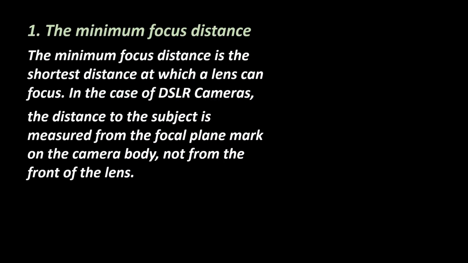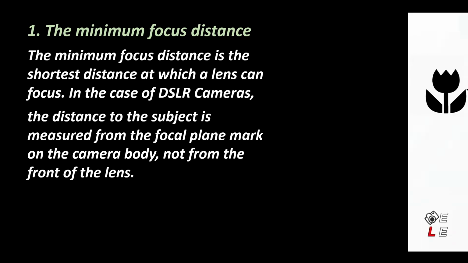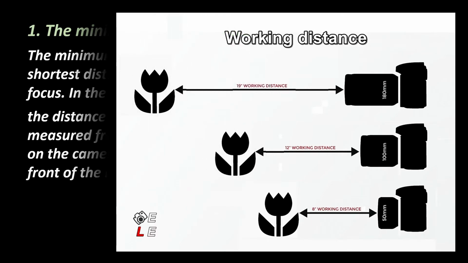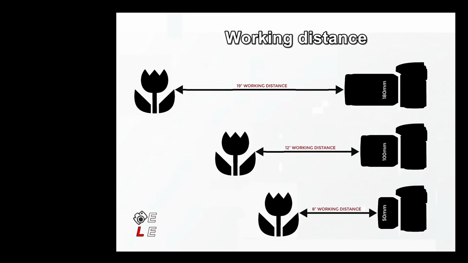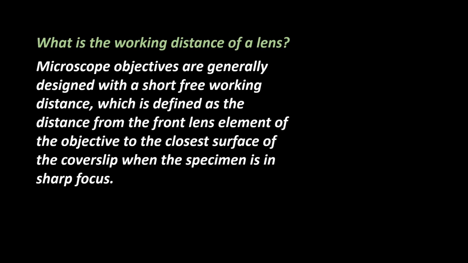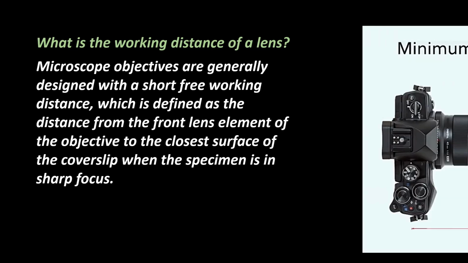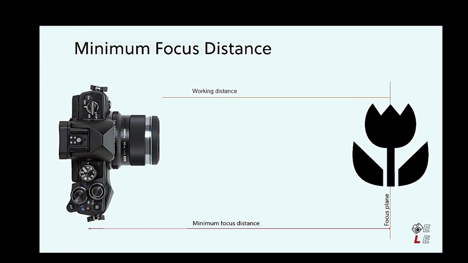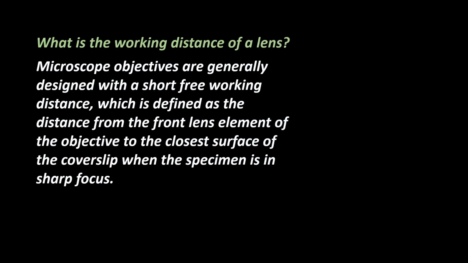The minimum focus distance is the shortest distance at which a lens can focus. In the case of DSLR cameras, the distance to the subject is measured from the focal plane mark on the camera body, not from the front of the lens. What is the working distance of a lens? Microscope objectives are generally designed with a short free working distance, which is defined as the distance from the front lens element of the objective to the closest surface of the cover slip, when the specimen is in sharp focus.